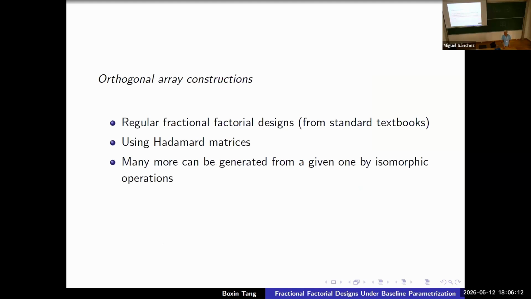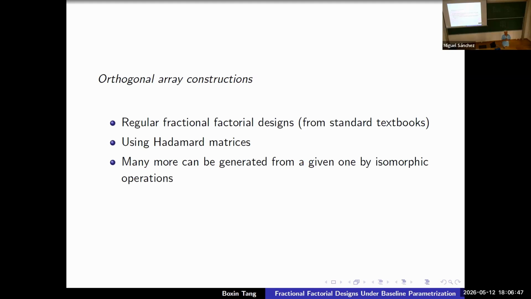Briefly talk about orthogonal constructions. Those who have taken an experiment design course or have exposure to experiment design know the standard textbook approach: it generates fractional factorial designs by using the interaction columns. Those fractional factorial designs are called regular fractional factorial designs. They can be constructed for run sizes that are powers of 2, right?